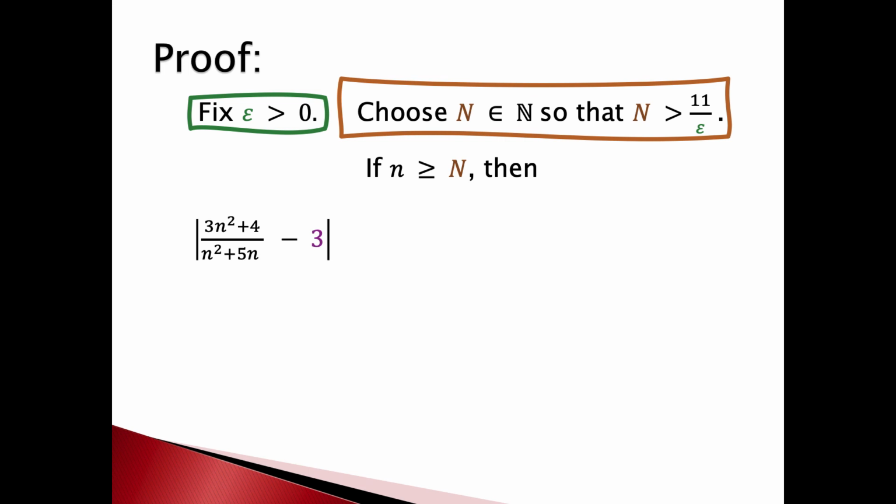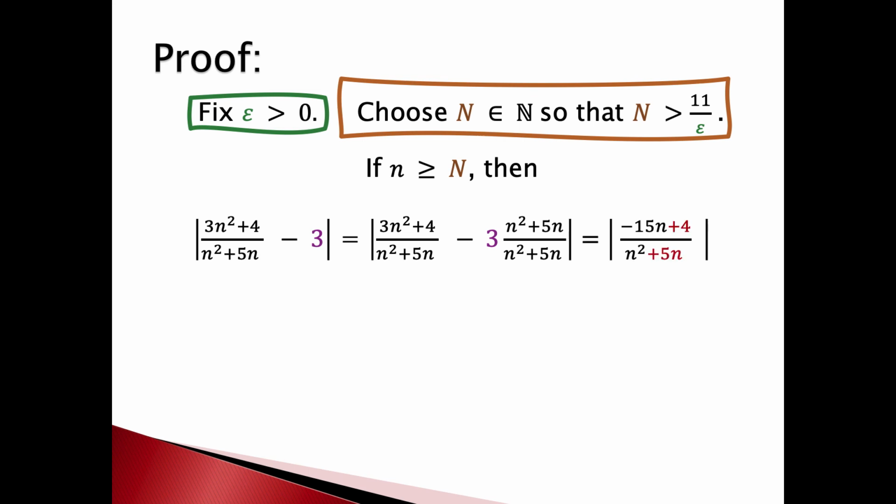So this will take maybe more than one line to fit on the screen here, because first I need to take my sequence minus the limit, take the absolute value. Let's get a common denominator, just like we did in the scratch work. And when we simplify that, we have negative 15n plus 4 over n squared plus 5n, and we take the absolute value of all that. Now, just exactly what we did in the scratch work, we can drop the 5n in the denominator and replace the 4 in the numerator with 4n. All of that will make the whole fraction bigger.